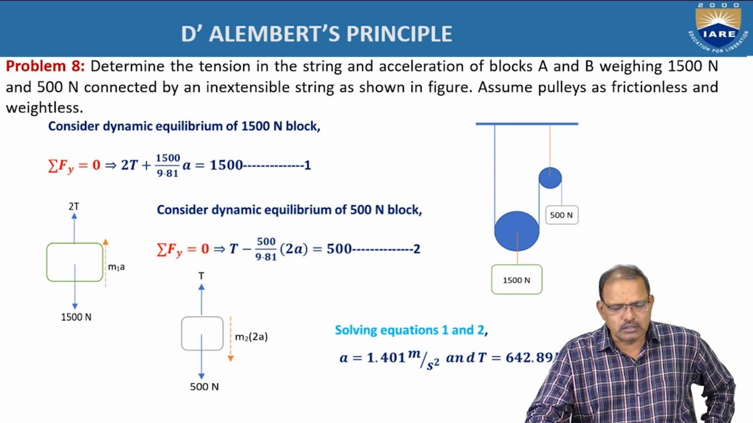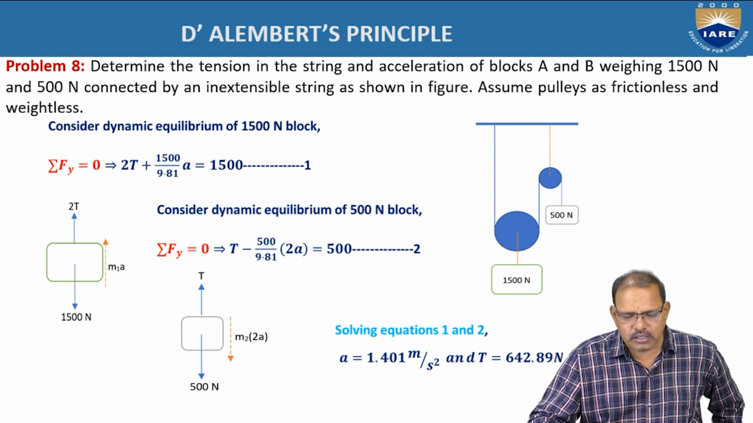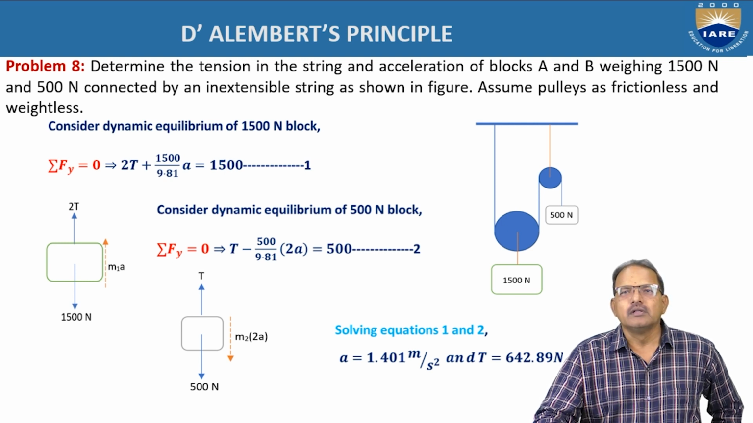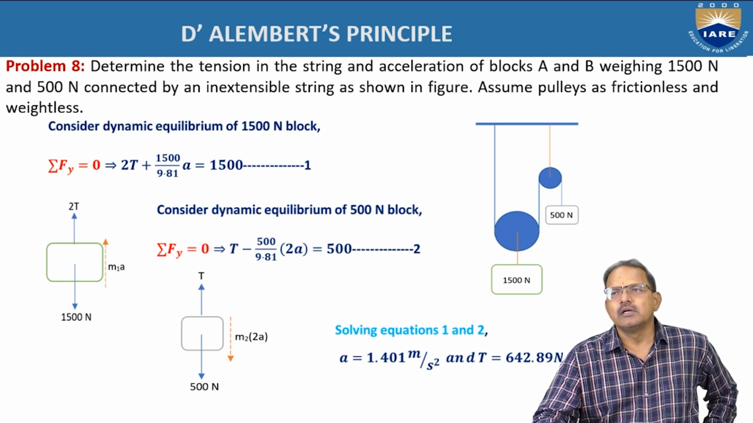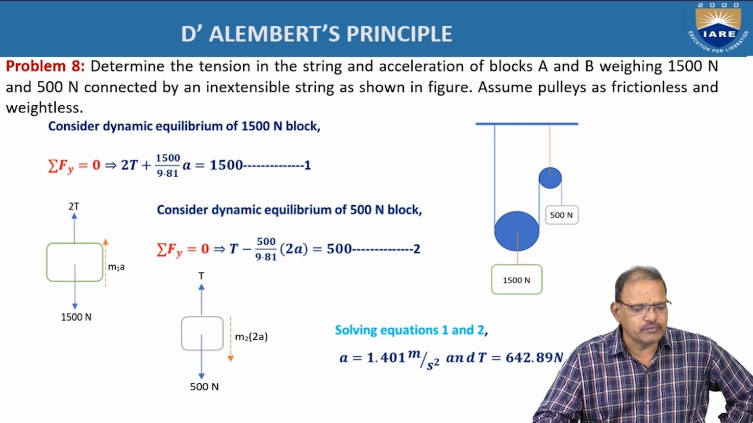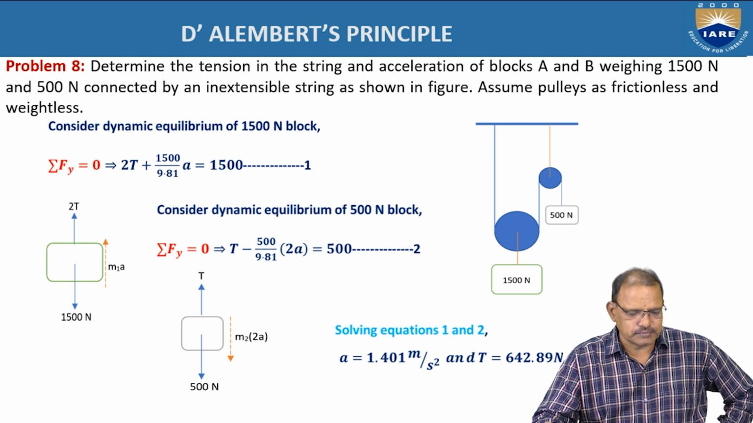Here we are considering a pulley system. Let us determine the tension in the string and the acceleration of the blocks A and B, weighing 1500 newtons and 500 newtons, connected by an inextensible string as shown in the figure. Assume pulleys are frictionless and weightless.